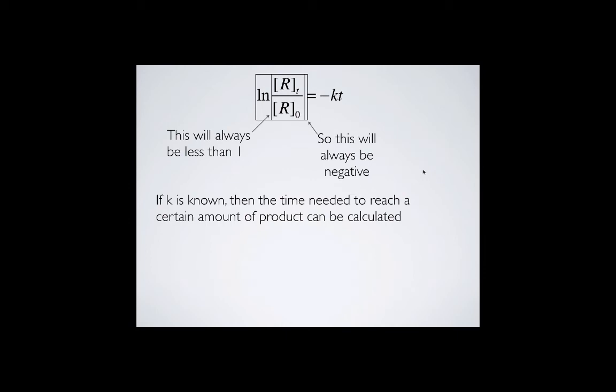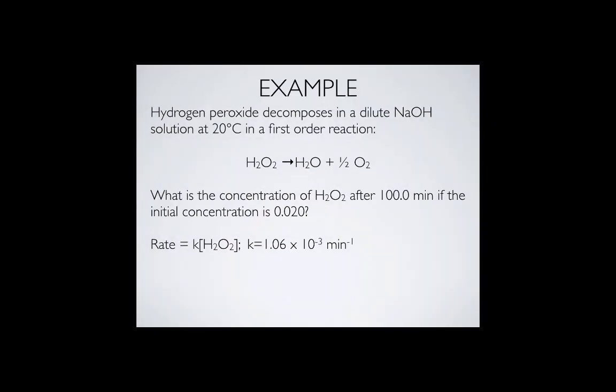Now, if k is known, we can figure out how much time is needed to reach a certain amount of product. If we know the amount of time, we can figure out how much product we would have at that time. So it's a fairly flexible equation, and we can use it for a variety of things. Now, for this particular equation, for first order, k is independent of concentration, and the units for k here are going to be time to the minus 1.